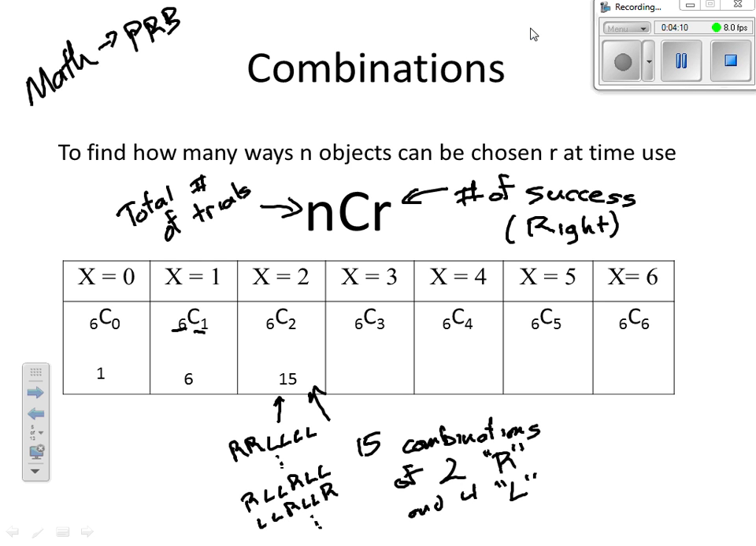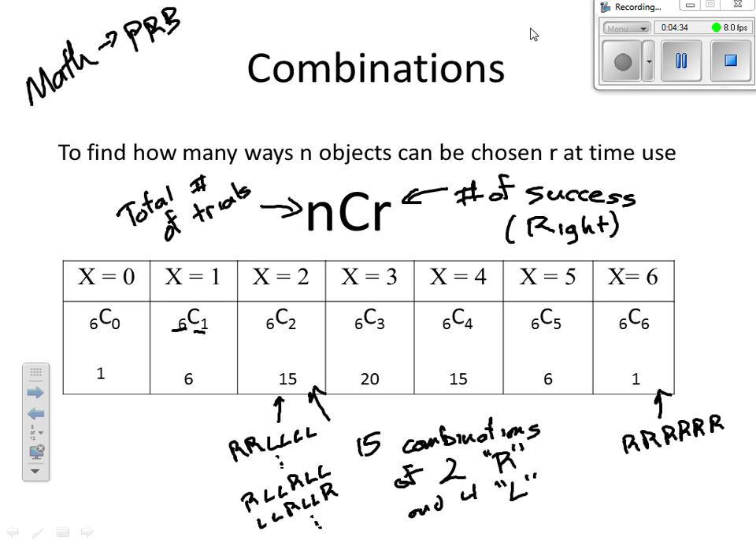We can keep going through here and realize that there are 20 ways to come up with 3 lefts and 3 rights, 15 ways to come up with 4 rights and 2 lefts, 6 ways to come up with 5 rights and 1 left, and then 1 way to get all rights. If we had to go all right, there's only 1 way to do that. Right, right, right, right, right, right. There's only 1 possible combination of 6 R's.